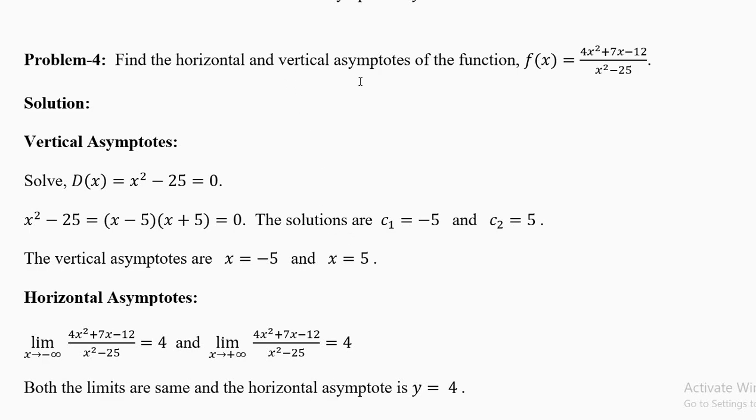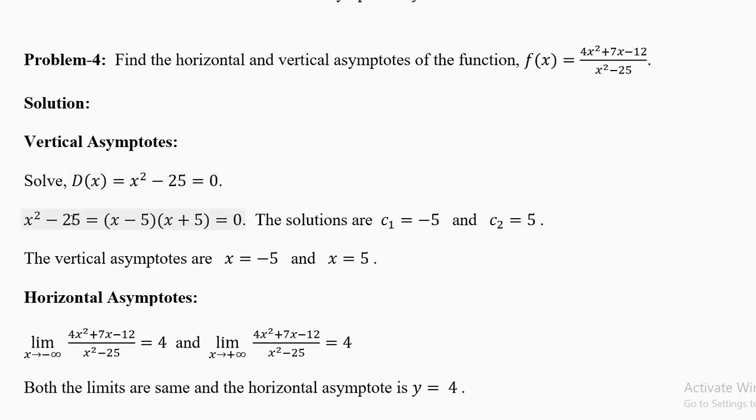Find the horizontal and vertical asymptotes of the function f of x equal to 4x squared plus 7x minus 12 divided by x squared minus 25. For the vertical asymptotes, the denominator is x squared minus 25. Solve d of x equal to 0, x squared minus 25 equal to 0.